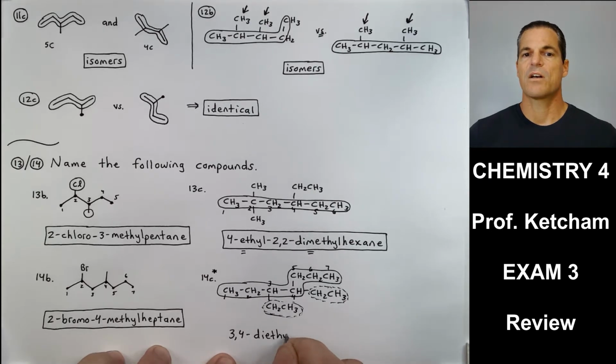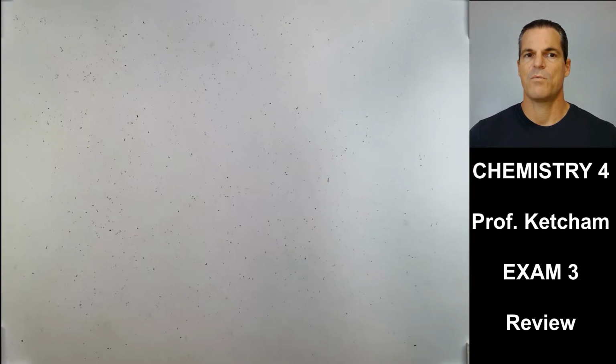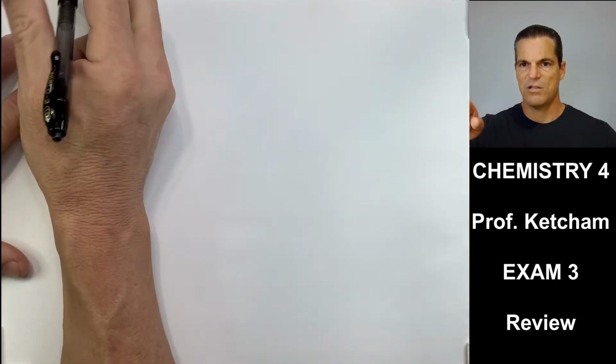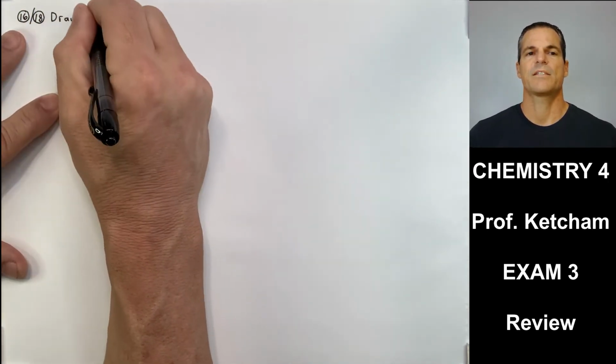So numbering the carbons in the direction that makes the branching the smallest, I have 3,4-diethyl heptane. So be careful on ones like that where the straight chain you see isn't necessarily the longest chain. All right, next page here.